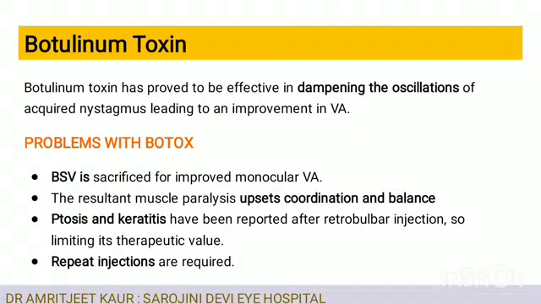The resultant muscle paralysis upsets the coordination and balance, and therefore the binocular single vision is sacrificed for improved monocular visual acuity. Ptosis and keratitis have been reported. Moreover, the results are temporary and repeated injections are required.